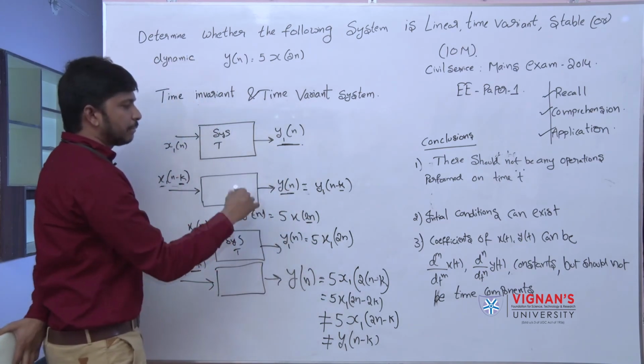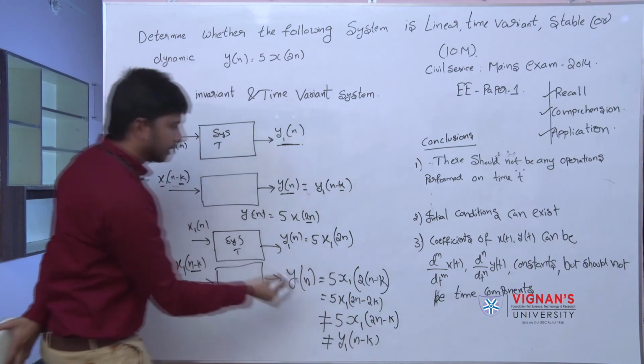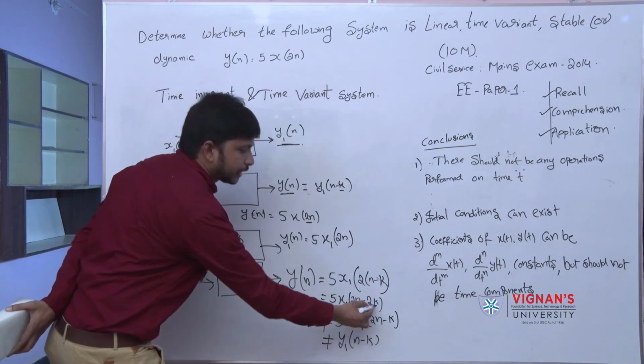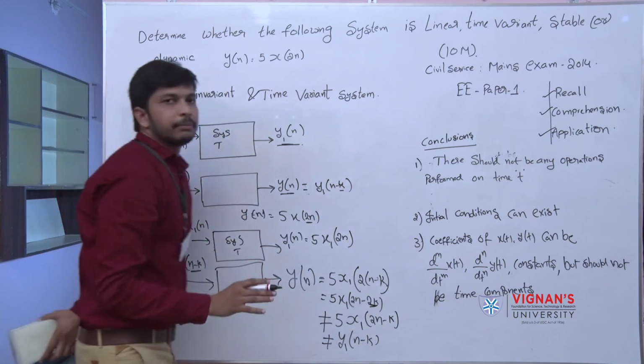The given system is not a time invariant system. Why? Because it is not satisfying the condition. If the input is delayed, the output is not delayed by k samples, it is delayed by 2k samples. So, the system is time variant.